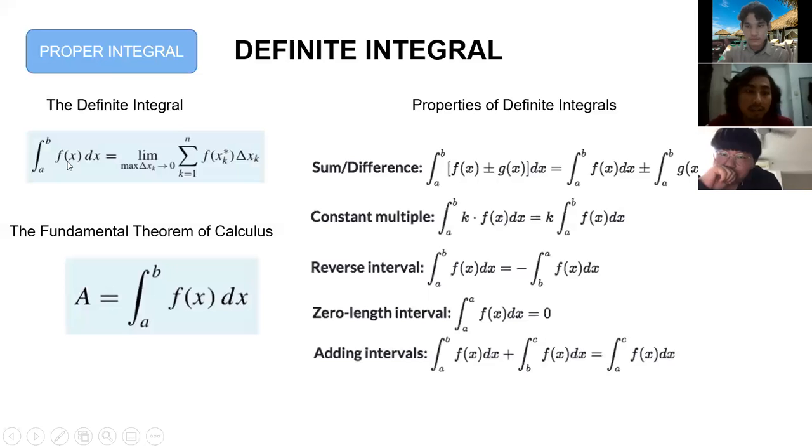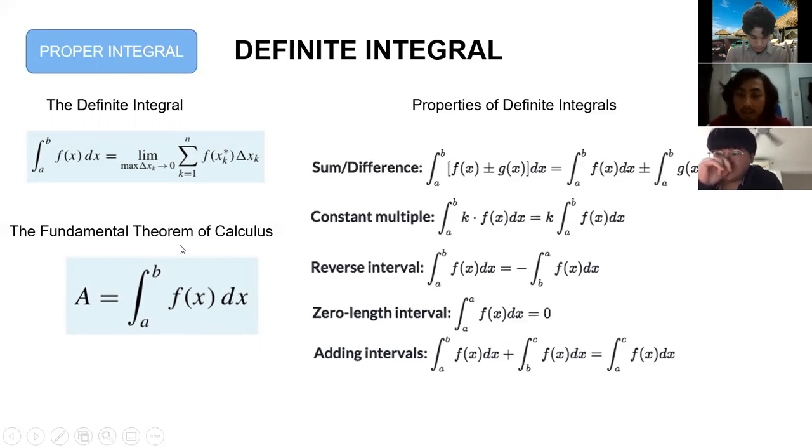This is the integral of f(x) dx equal to the limit. So this one is the integral. And the second one, the fundamental theorem of calculus: the integral with a lower limit and b upper limit of f(x) dx. So we will divide the integration. These are the properties of the definite integral. There are five: sum or difference, constant multiple, reverse interval, zero length interval, and adding interval. This is the basic one, the foundation of the integral.